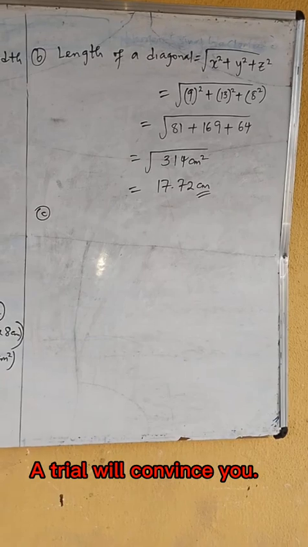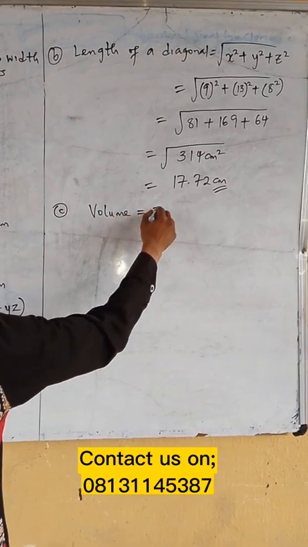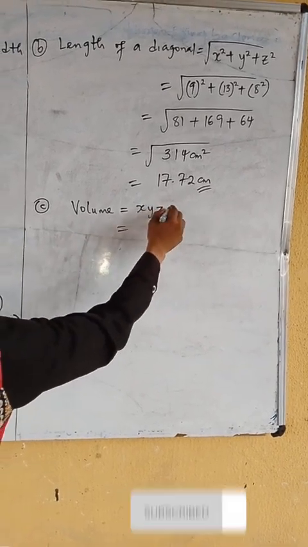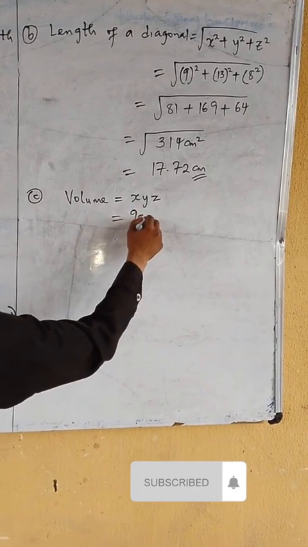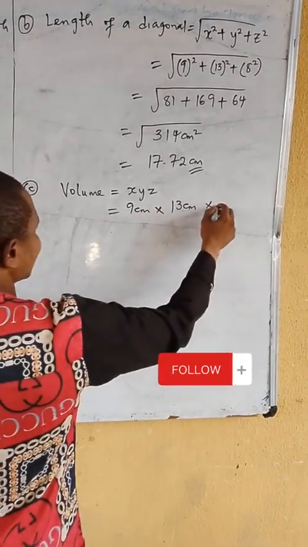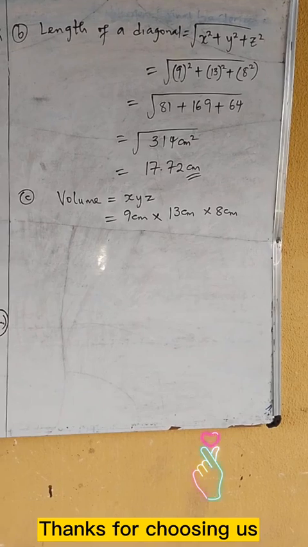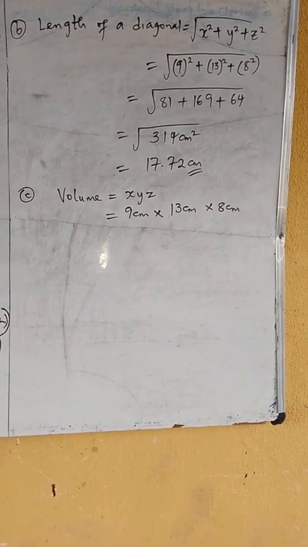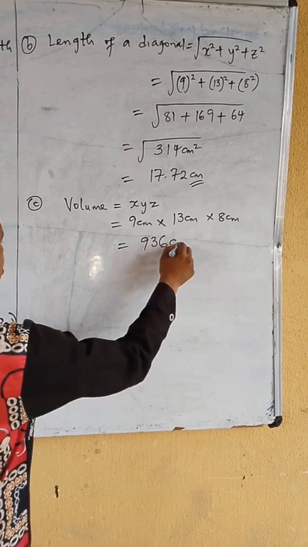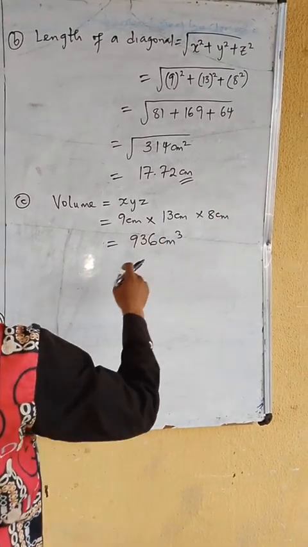Then let's calculate the third aspect, which is the volume. Volume is equals to xyz. So we are going to have the x here is 9 centimeter multiplied by the y is 13 centimeter multiplied by 8 centimeter. And by the time we multiply 9 by 13 and likewise 8, we are going to have 936 centimeter cube, because centimeter times centimeter will give us centimeter squared. That's another centimeter, that will be centimeter cube.